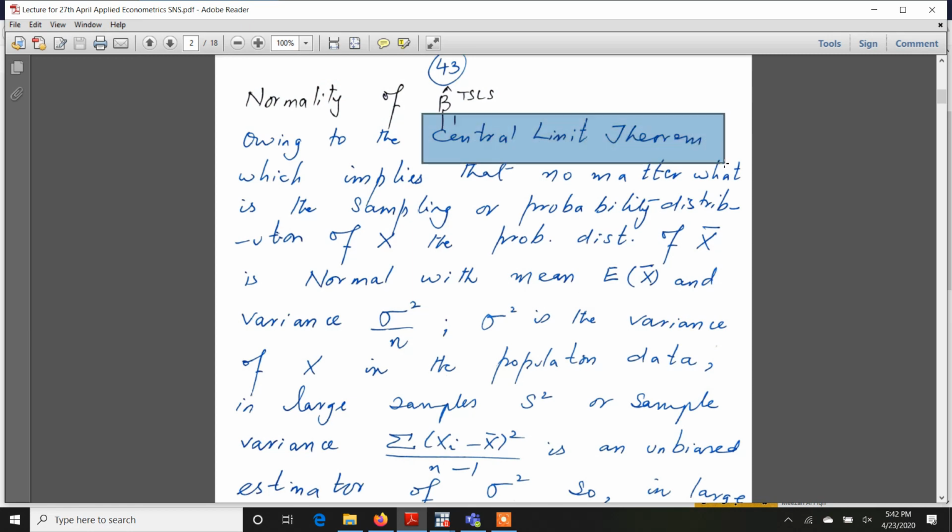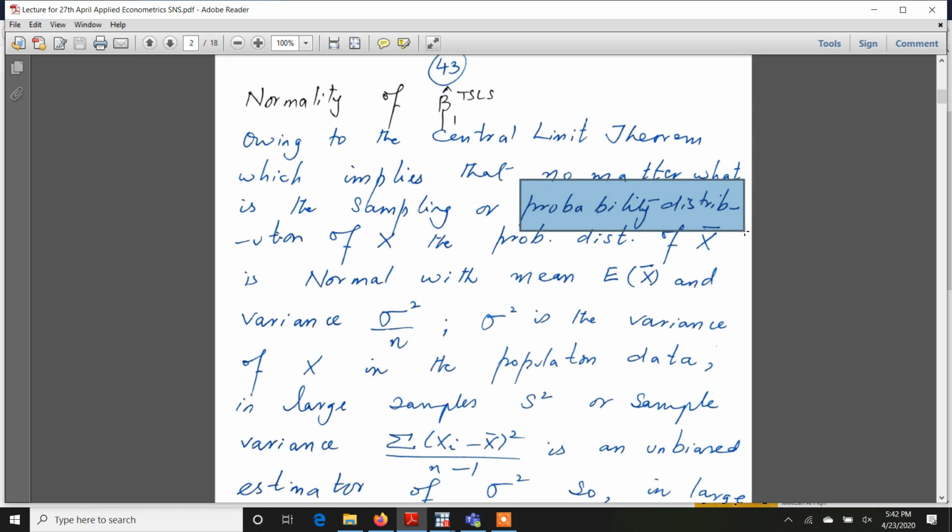So what is this central limit theorem? It implies that no matter what the probability distribution of x is, that is, no matter what the data generating pattern of a random variable x is, the probability distribution of x bar is normal. It is normally distributed. In other words, what is a normal distribution? It is actually a bell-shaped distribution.